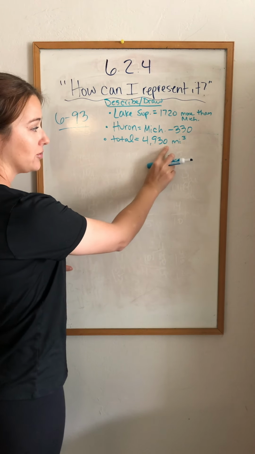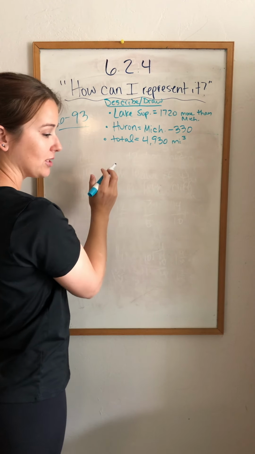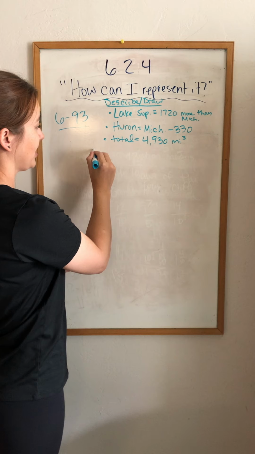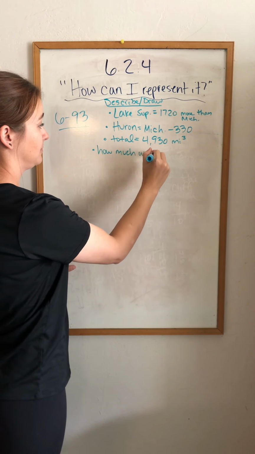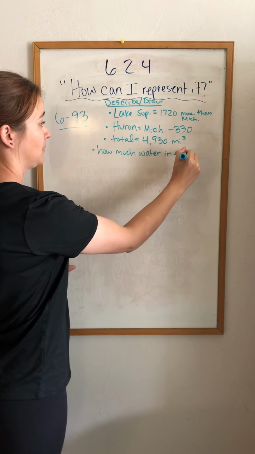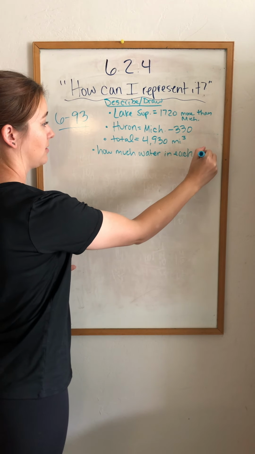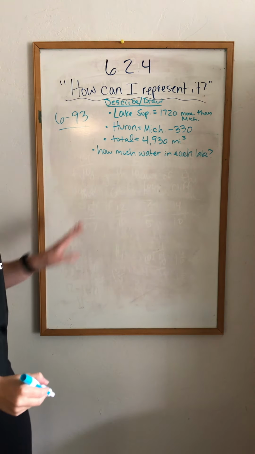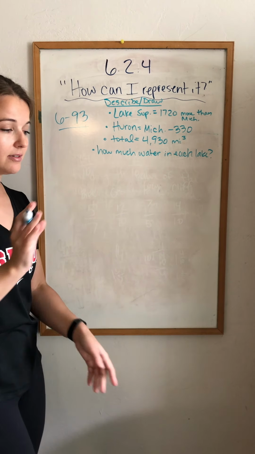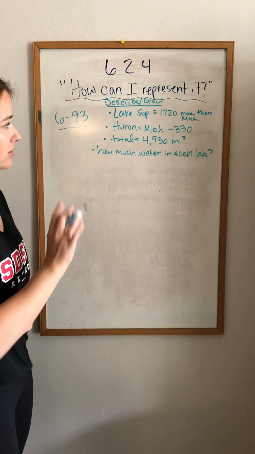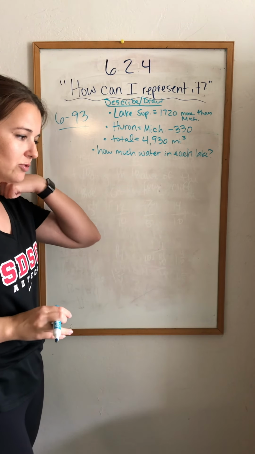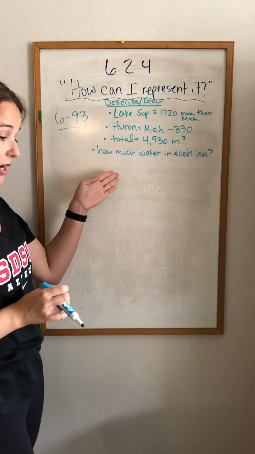Okay. The total is there, and it wants us to figure out how much water in each lake. So that would be the extent of my describe, draw. If you want to draw the lakes, that's fine. I'm not the best drawer, and we all know that. So I'm just going to leave it like that in bulleted notes. So that's describe and draw.